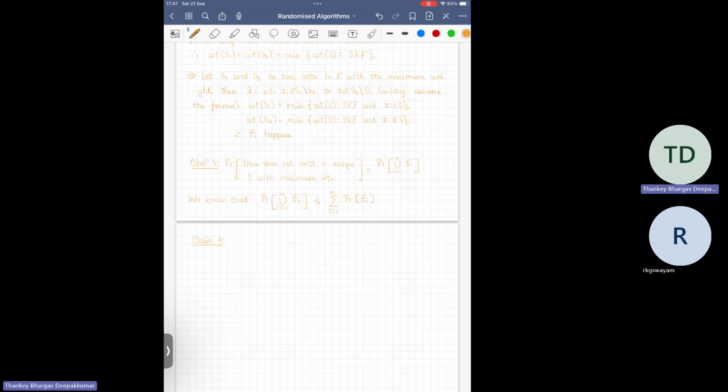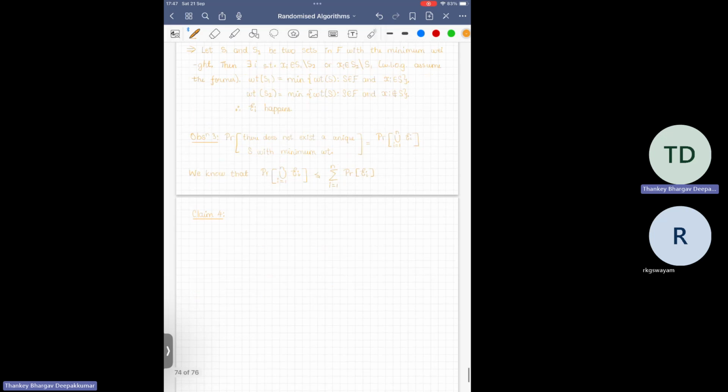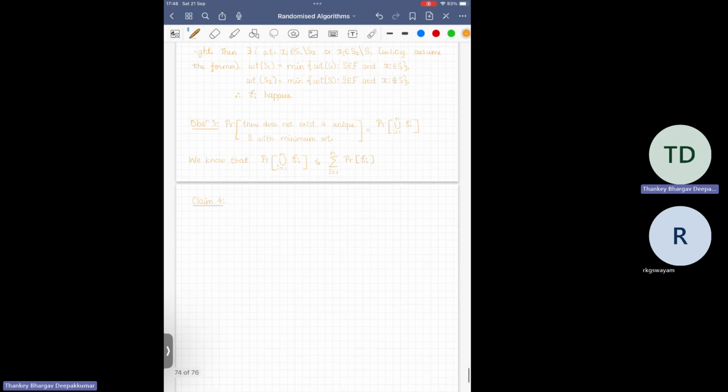So now all I need to do is to upper bound the probability of one EI, right? Yes. So let me write it. Probability.